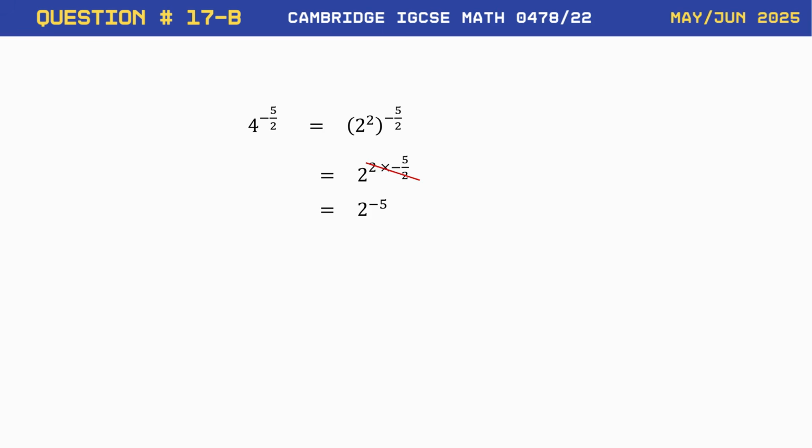To remove the minus in the power, we take the reciprocal, so we get 1 divided by 2 raised to the power of 5. 2 raised to the power of 5 can be written as 2 times 2 times 2 times 2 times 2, which is 32. So the final answer is 1/32.